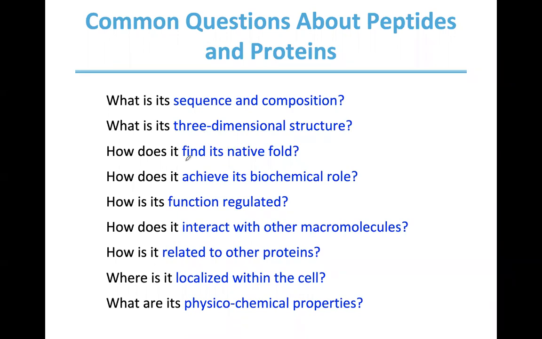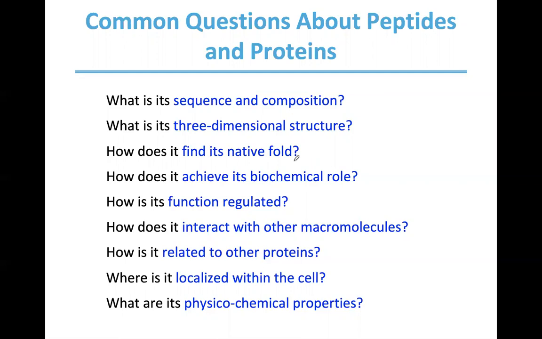So then the question is, how does it find its native fold, right? On the ribosomes, if you remember from basic biology, the proteins are produced like a conveyor chain. One amino acid will be attached to the next one, next one, next one, and that will be like a string of protein coming off the ribosome, right? But then the question is, how does it actually fold? How does it find its native fold?